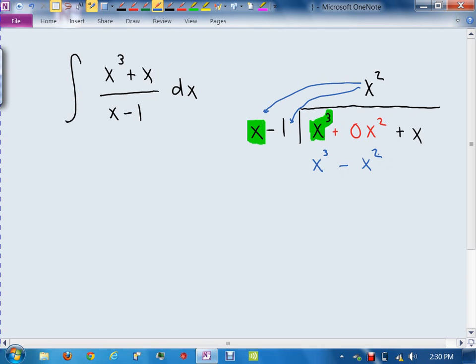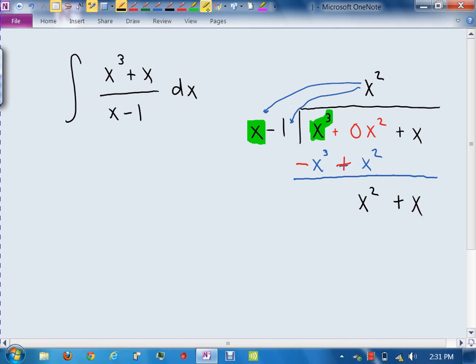Now what are you supposed to do? Subtract that row. So I come through and I subtract it. So I subtract that x cubed. I subtract a negative, which makes it positive. And now let's add down. What do you get? X squared plus x.